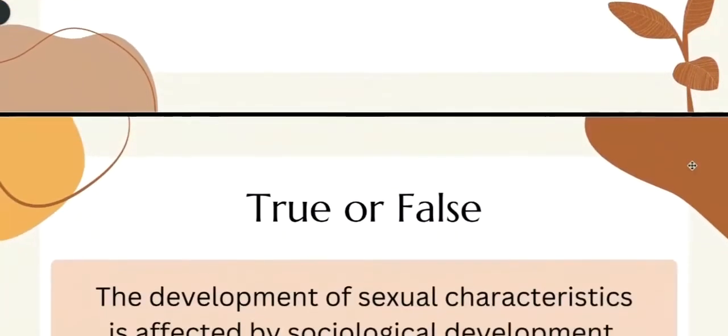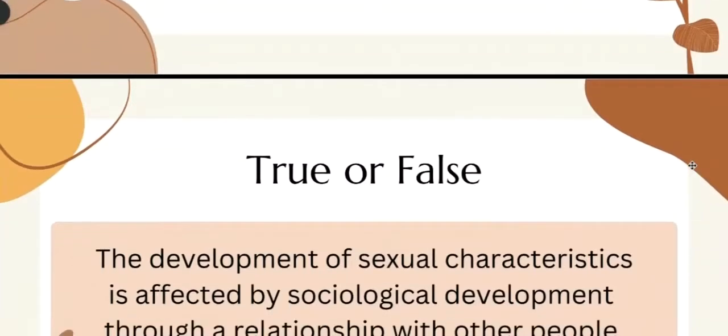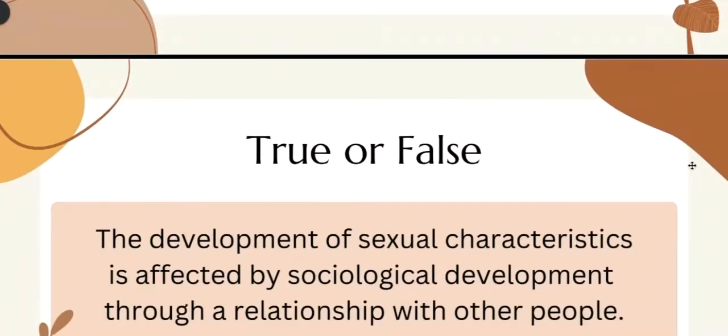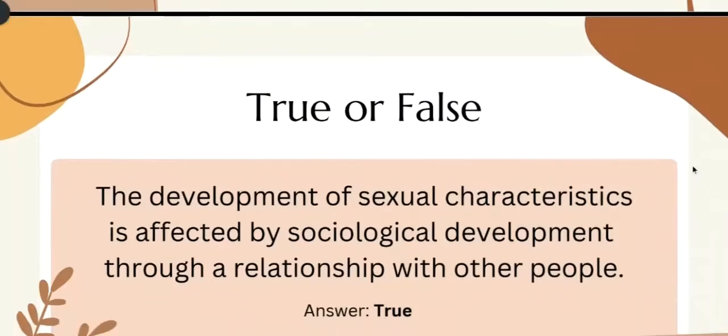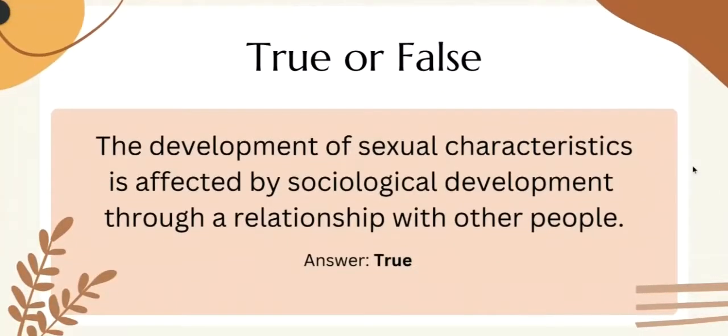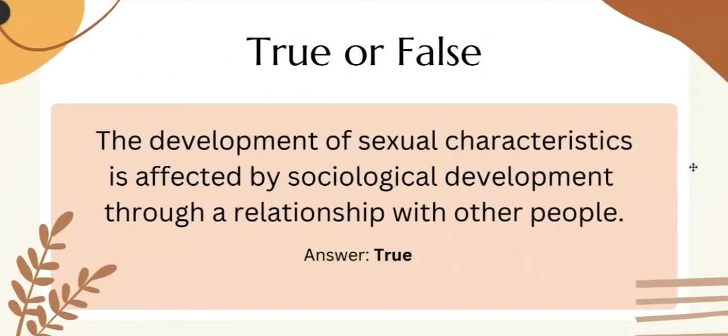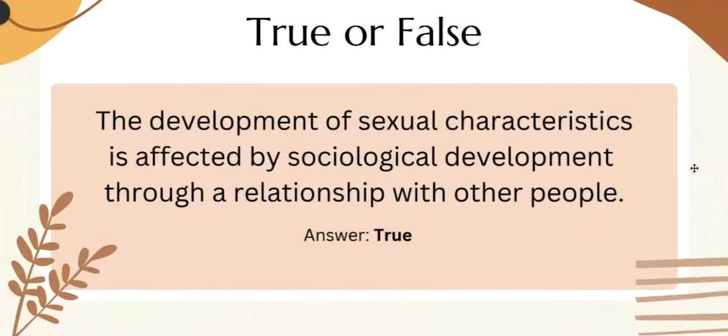So, true or false? The development of sexual characteristics is affected by sociological development through our relationship with other people. So the answer is true. Sexual characteristics are really affected by sociological development through our relationship with other people. So the answer here is true.